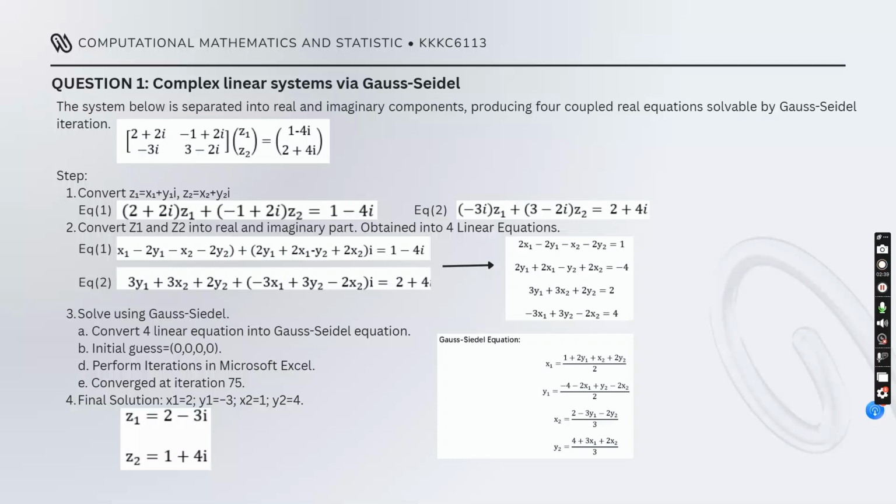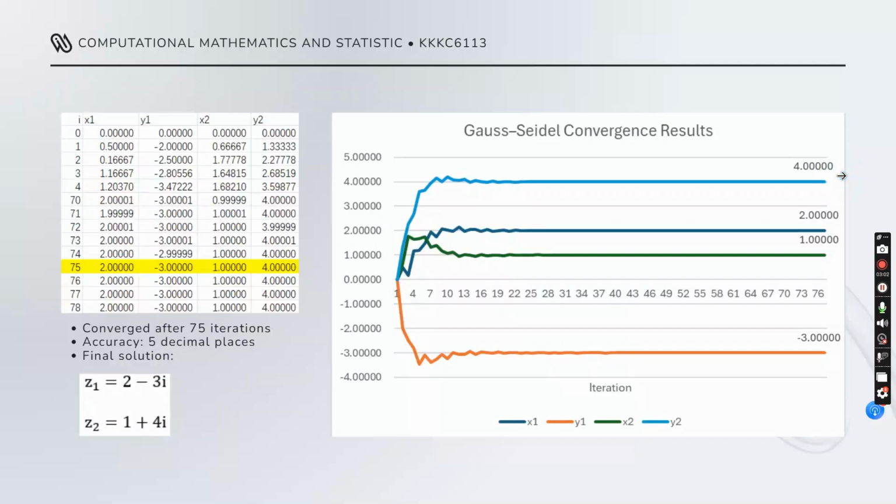The final solution obtained was x1 equal to 2, y1 equal to -3, x2 equal to 1, y2 equal to 4. Therefore, z1 equal to 2 minus 3i, z2 equal to 1 plus 4i. These are the final solutions of the original complex system. This slide shows the iteration results generated in Microsoft Excel.